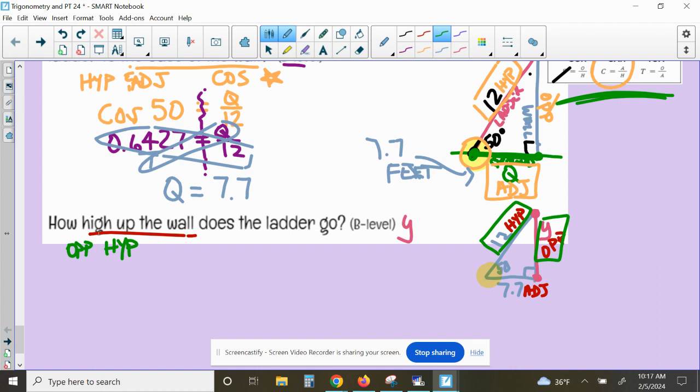My options are sine, cosine, tangent. Which one am I going to use? Sine. I'm going to be using sine right here. Sine is opposite over hypotenuse. So sine is the winner, winner, chicken dinner.